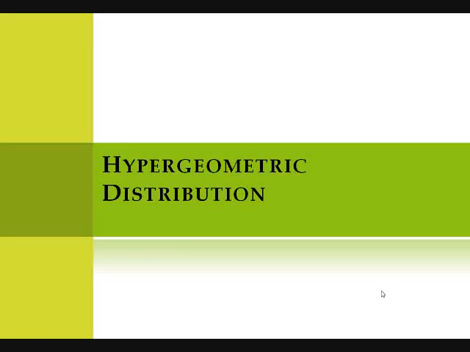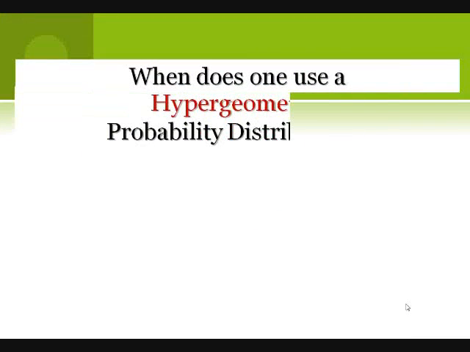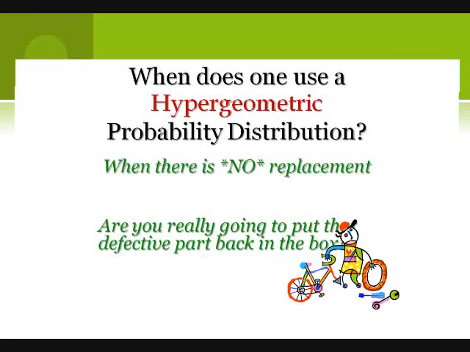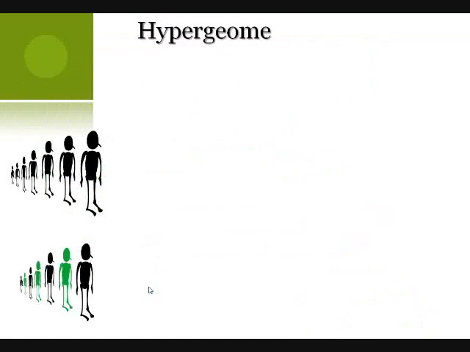Hypergeometric distribution. Let's talk about it. When does one use a hypergeometric probability distribution? Well, we use it when there is no replacement. After all, are you really going to put that defective part back in the box? If you test it and find it defective, you're not going to put it back.